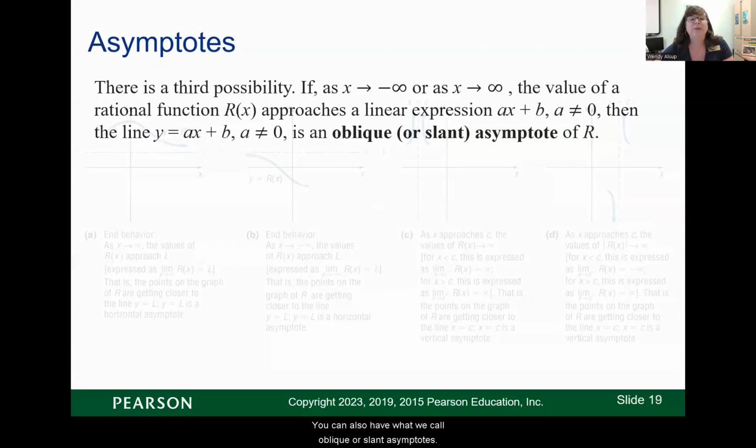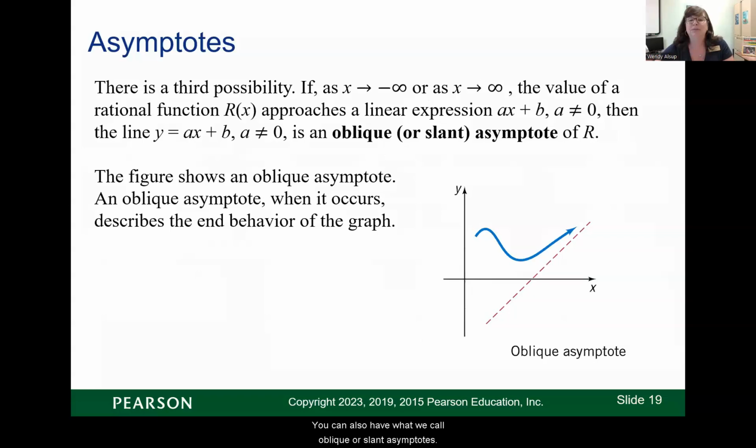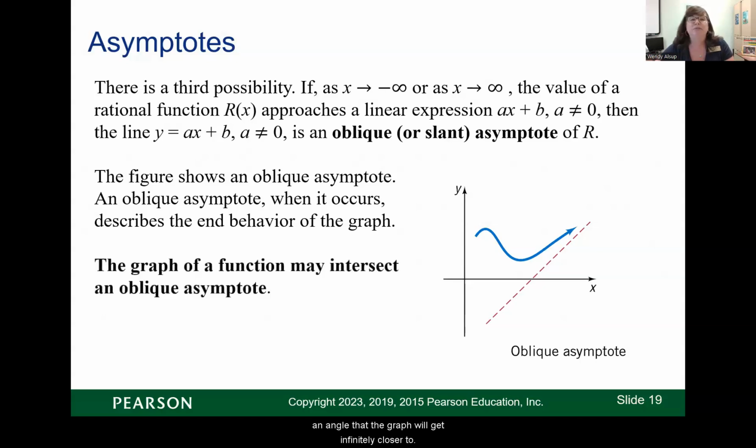You can also have what we call oblique or slant asymptotes. All right, so these are asymptotes at an angle that the graph will get infinitely closer to. And the graph of a function can actually, in some places, cross an oblique asymptote, and then in other places, it'll get infinitely closer to it without crossing.